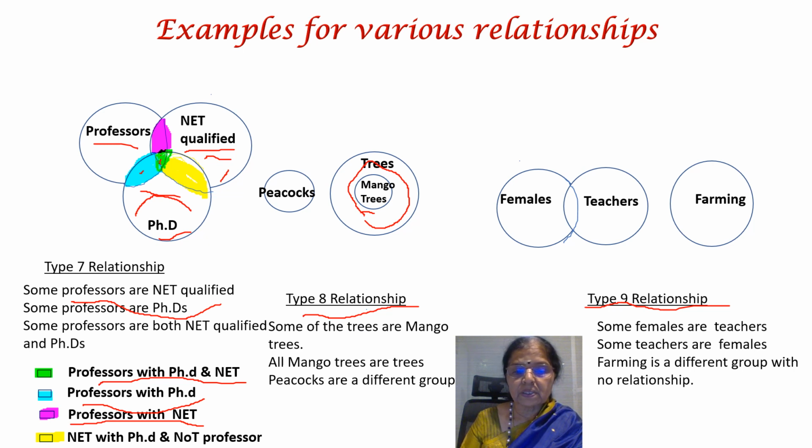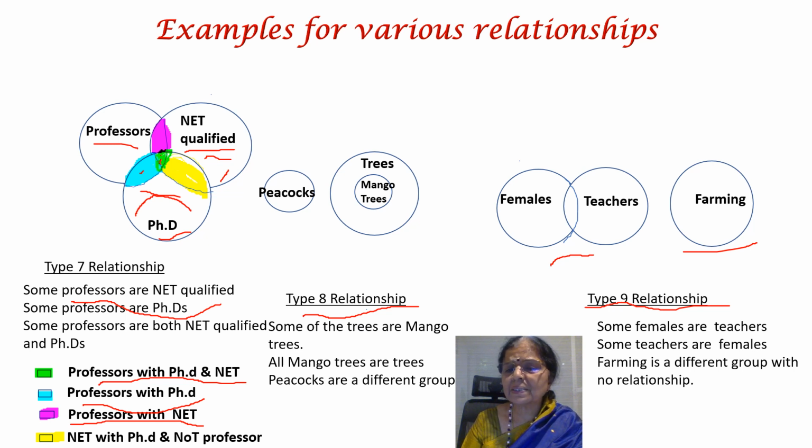And let me remove this red circle so that it's clear. And the next type of relationship, we see two overlapping circles and one separate circle. Females and teachers. It overlaps. Some of the females are teachers and some of the teachers are females. We can say it either way.